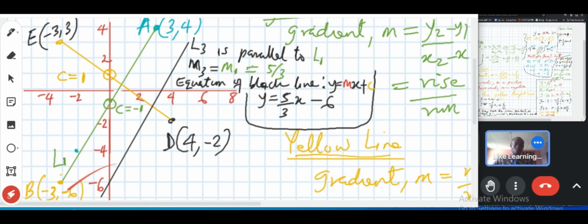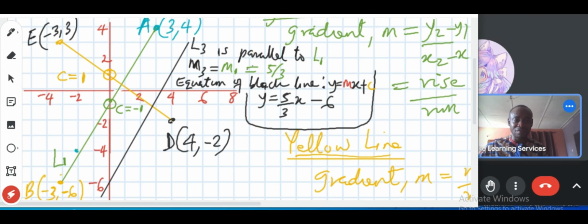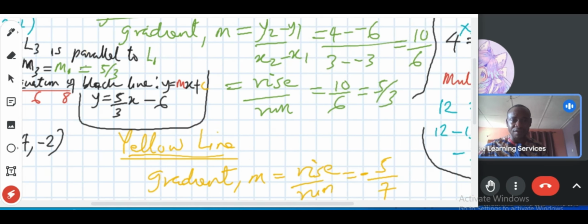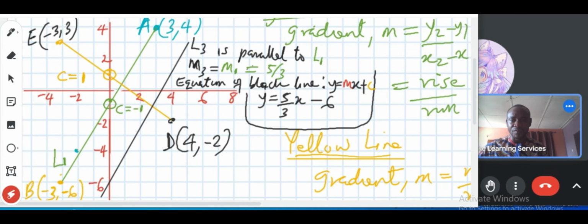We don't have to solve it all over again since we already have the gradient of the green line. Once we have the gradient of the green line as 5/3, we just use that same gradient because parallel lines have the same gradient, and substitute into the equation of a straight line, y equal to mx plus c. All we need is to change its intercept. So 5 over 3x minus 6.